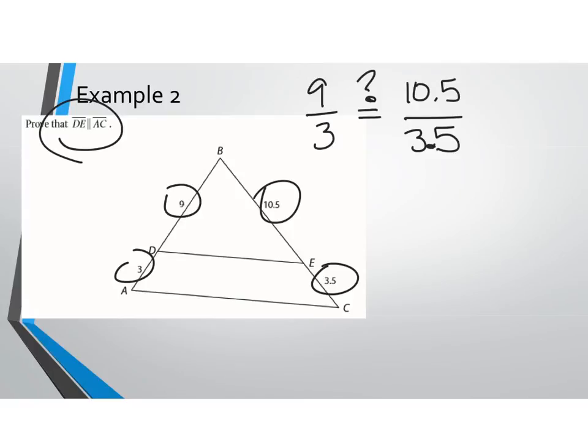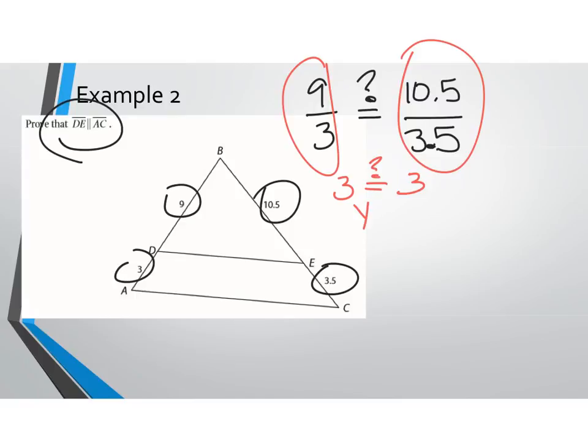You can simply use a calculator and reduce each fraction, divide each fraction, and see what you get. If you get the same number, then you're going to say yes, the lines were definitely parallel. Or you can compare cross products. I'll do it both ways, and then you can pick which one you like or which one your teacher prefers. 9 divided by 3 is 3. 10.5 divided by 3.5 in your calculator is also 3. Does 3 equal 3? You say yes, so the line segments are definitely parallel because it fit the triangle proportionality theorem.